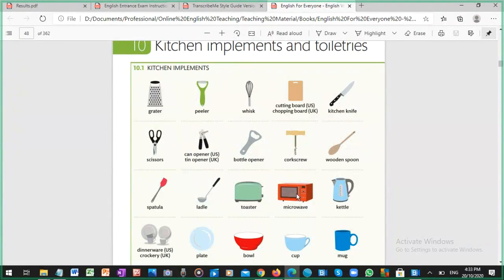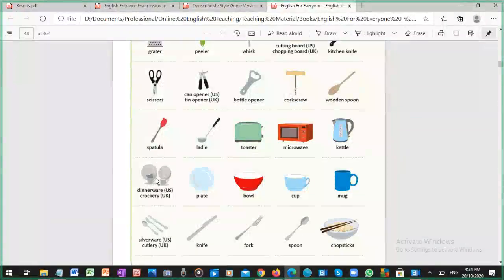The next one is called a... What's this one? Microwave. Well done. And the next one is a kettle. The next one is dinnerware, crockery. Right, well done.